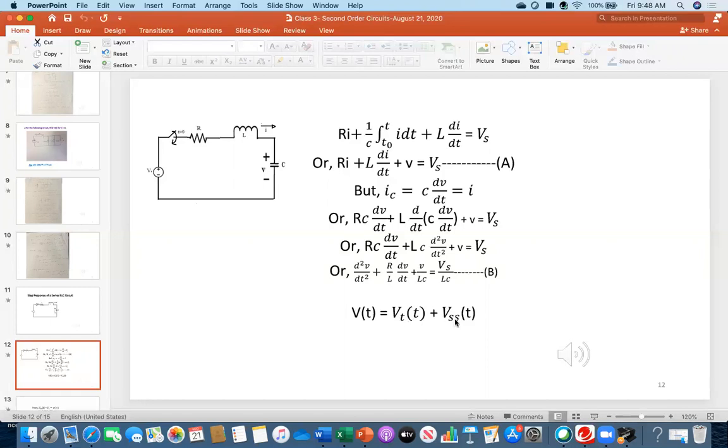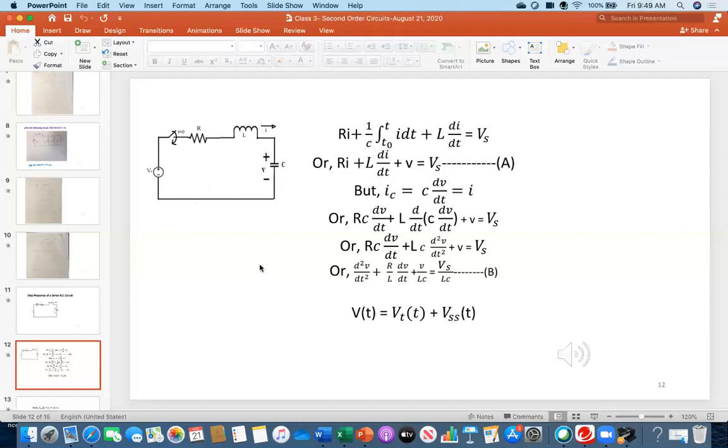But today we are adding another term, Vss, which is the steady state response. This means, look at the circuit. Once you connect the DC source suddenly at t equal to 0, and then wait a long time, I mean infinite time, what should be the voltage across the capacitor after a long time? It should be E. Exactly. So this voltage will appear after a long time.